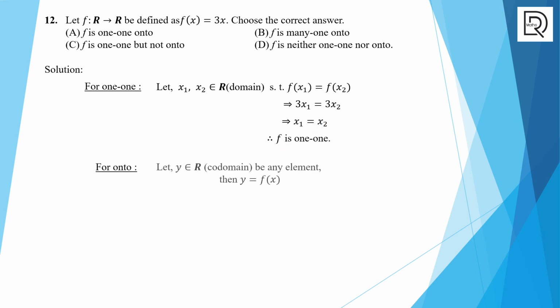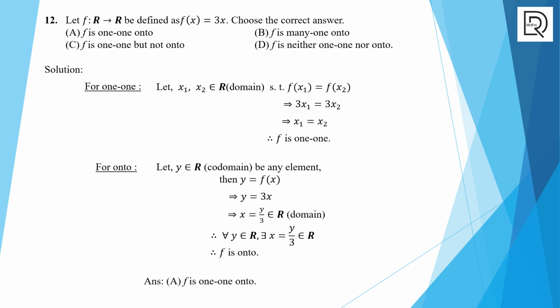Again, for onto, let y belong to R be any element. Then we can write y = f(x). So this implies y = 3x. So this implies x = y/3. And clearly this y/3 belongs to R for any value of y. So therefore for all y belonging to R, there exists x = y/3 belonging to R. So therefore f is onto. So the correct option is A: f is 1-1 onto.